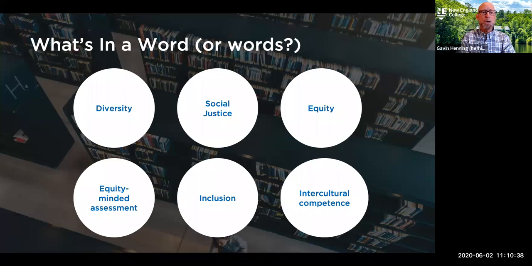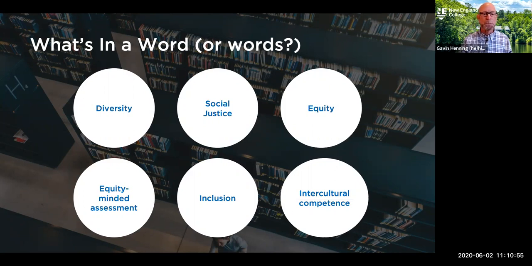So first of all, we want to acknowledge there are a lot of different terms. We don't have the time in this short webinar to deconstruct and unpack each of these terms, but it's not even clear right now in the field what terms we should be using.